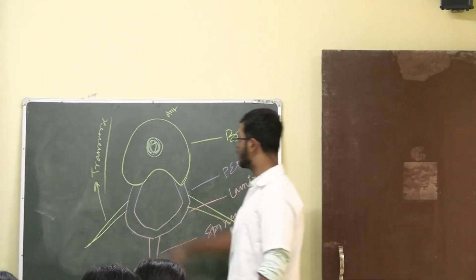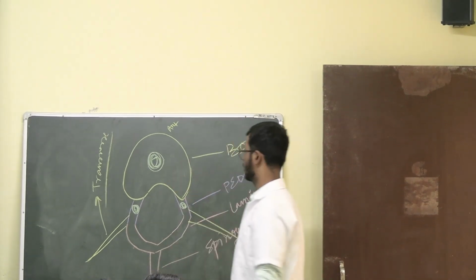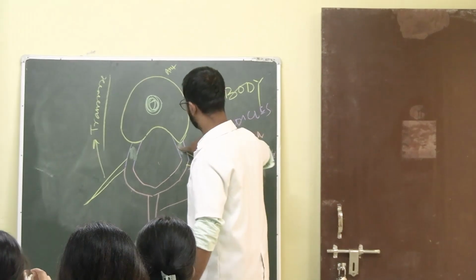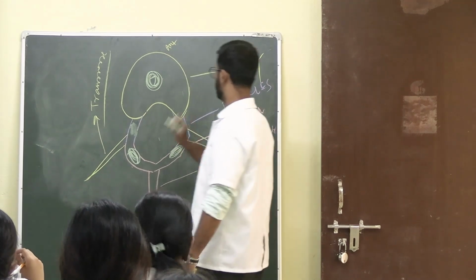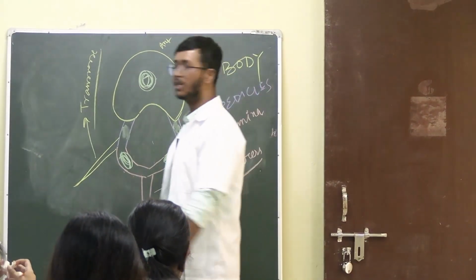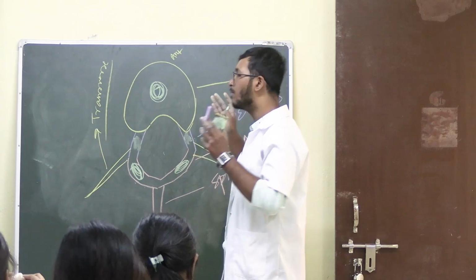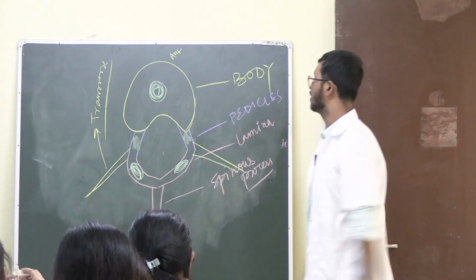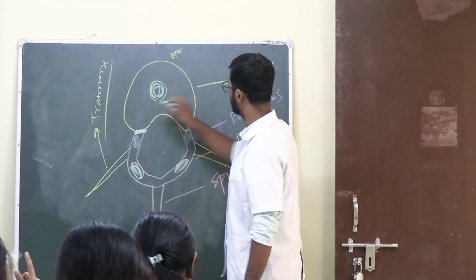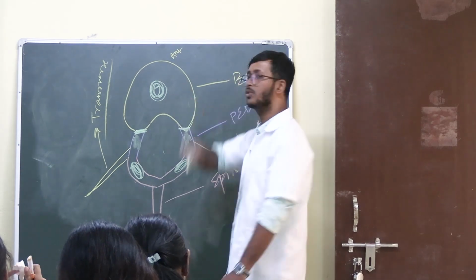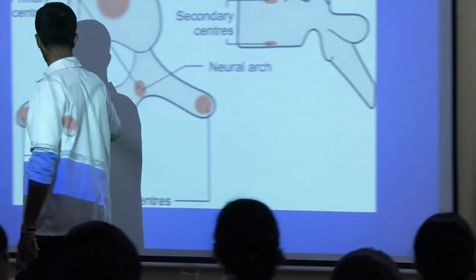And 2 other ossification centers appear at this pedicle part, or better to say the neural arch. So better to draw it here. Neural arch. So these things get fused together to form the vertebra. During our birth, these things are placed separately. So here a synchondrosis joint is formed between this pedicle and the body of the vertebra. So one primary center is present at the centrum and 2 are present at the neural arch region.